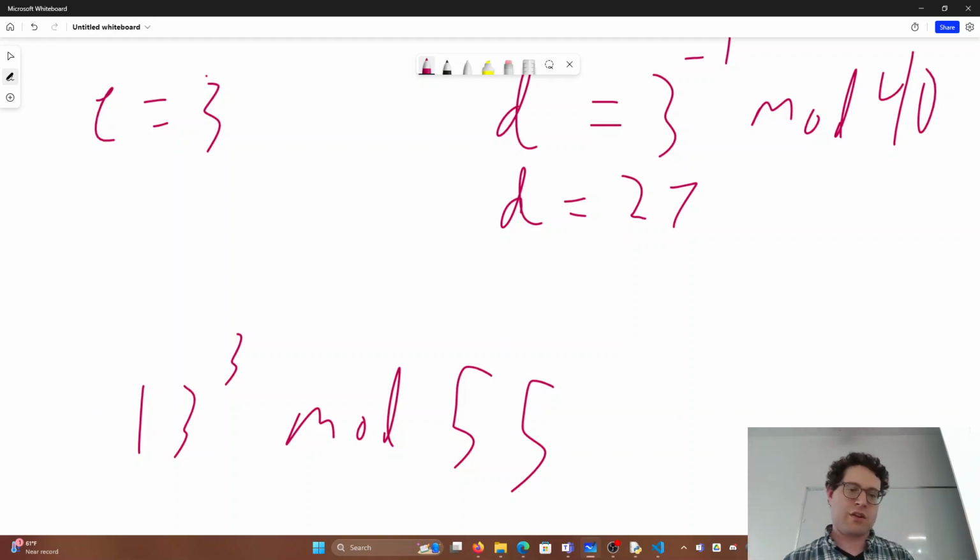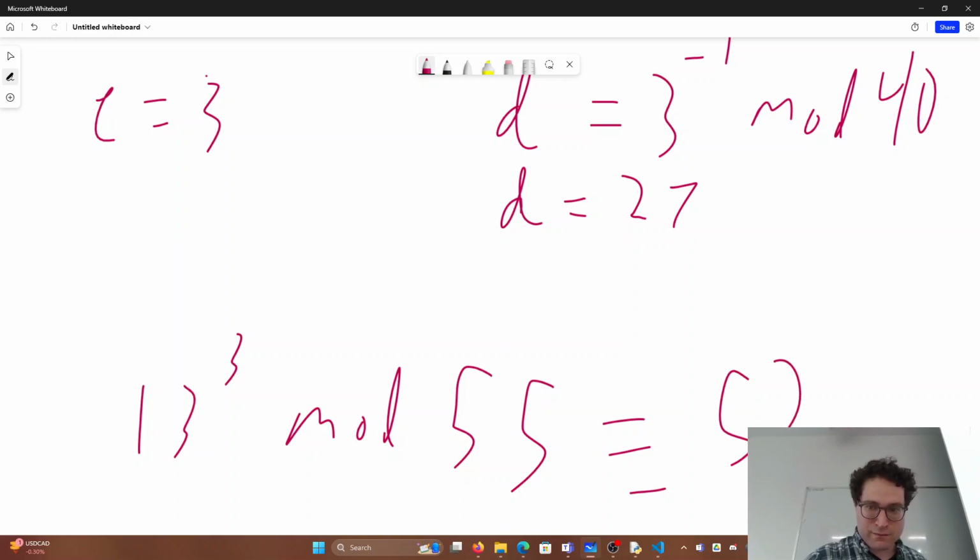13 raised to the third power mod 55. So what is 13 times 13? That would be 169. So 169 mod 55 gives me the answer in the book. I'm just going to skip ahead and use that, and I promise I'm going to give you some nicer ones to do. That is congruent to 52.